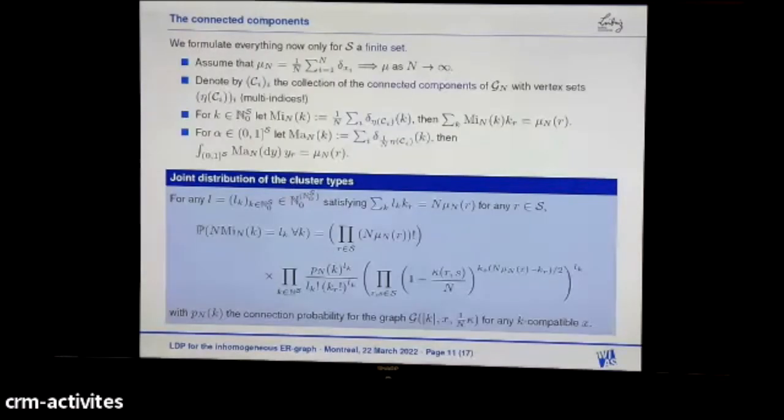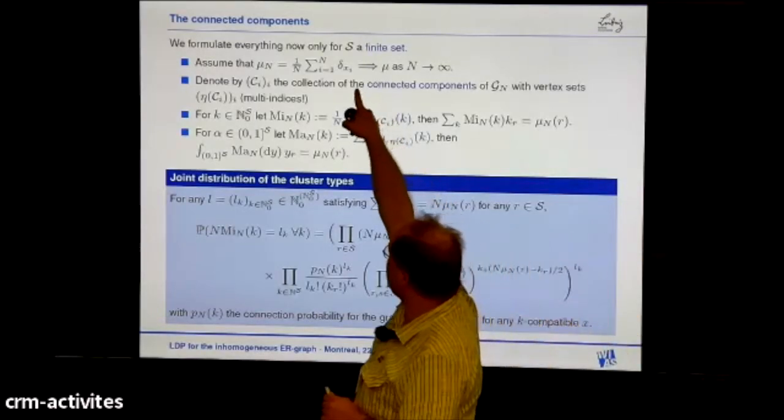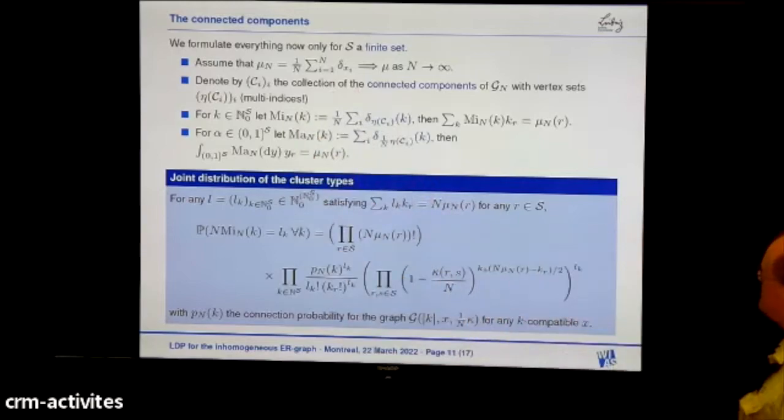Now, how do we formulate this? I formulated it not only for S a finite set. Everything is also fine for an arbitrary compact set, but the notation is then a bit less easy to understand. So we assume, recall the xi's are the types of particle i, and we assume that their empirical measure goes to mu.